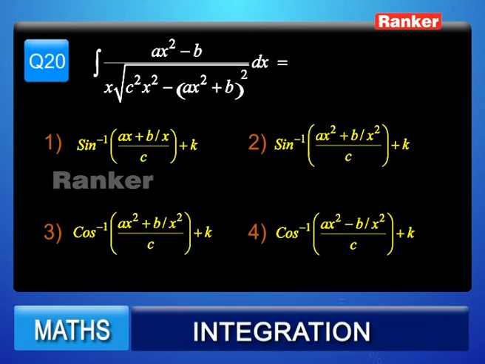Integral of ax square minus b by x into root over c square x square minus ax square plus b the whole square dx. The options are: first option, sine inverse of ax plus b by x upon c plus k. Second option, sine inverse of ax square plus b by x square divided by c plus k. Third option, cos inverse of ax square plus b by x square upon c plus k. Fourth option, cos inverse of ax square minus bx square upon c plus k.